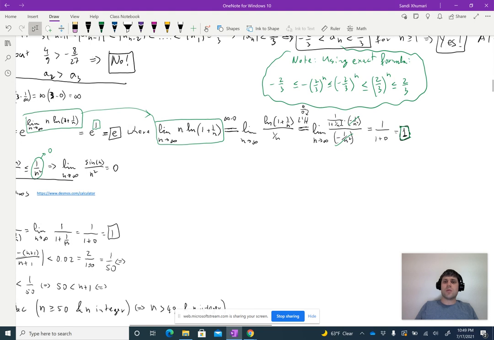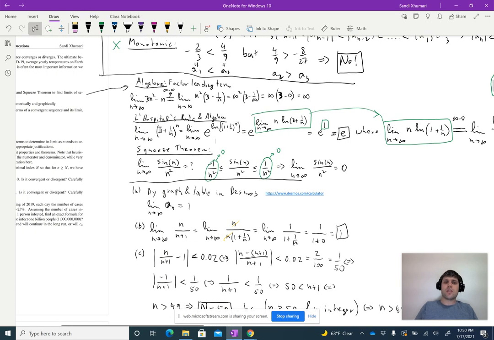So by L'Hopital, we get 1 over 1 plus 1 over n times the derivative of the inside, which is just negative 1 over n squared. So that's the derivative of 1 over n. And the bottom also is the same thing. The derivative of 1 over n is negative 1 over n squared, and so that quantity just cancels out, and we're left with 1 over 1 plus 0, which is 1. And so that's why this limit is e.